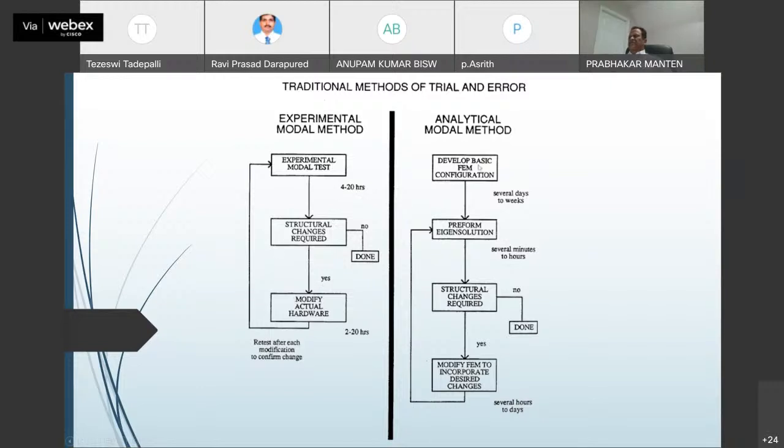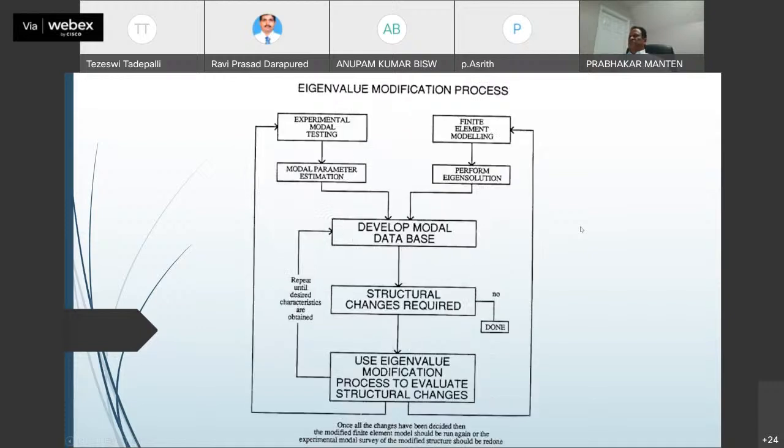In the analytical model method, you develop some basic FEM configuration. It can take several days to weeks. Perform an eigen solution. Eigen means getting the natural frequencies, eigenvalues, and eigenvectors. The mode shape is the eigenvector for each eigenvalue. If there are no structural changes required, then you are done. If you need them, modify the FEM to incorporate the desired changes and feed that back.